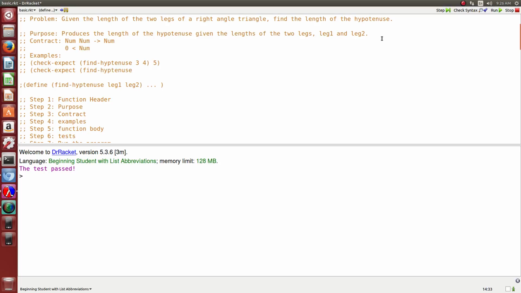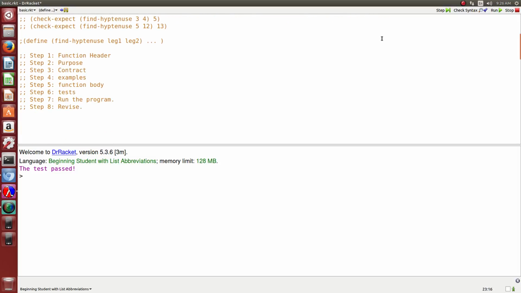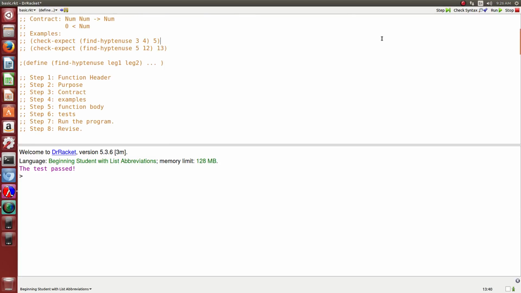So here you can try, I'm not really sure, but I guess we can go with 5 and 12. 5 and 12, I believe, should give us 13. This is just a Pythagorean triplet, I know. So, once we have these two, we've done our examples, and now we actually need to write the function body. So, let's go ahead and uncomment this, and then we can start writing out what needs to happen.